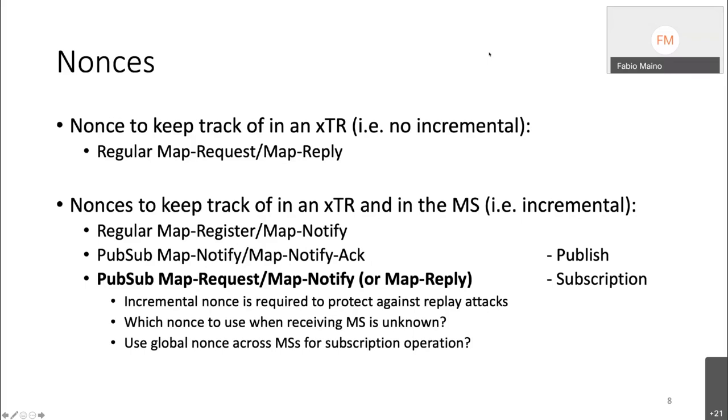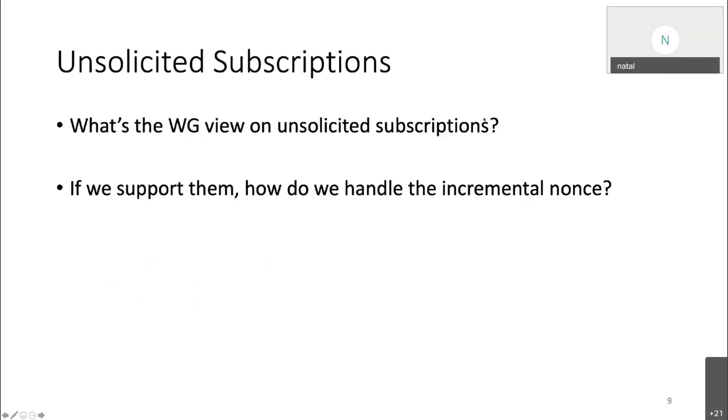Okay, then the very last point, just really quick. I would like to ask you what you think about unsolicited subscription. That means when an xTR, out of the blue, receives a map notify as a PubSub publication, and then uses it to update its state without first sending a map request to subscribe. It can be supported, but do we want to, or would the working group prefer to always have the map request, map notify exchange, and then the regular publication operation?